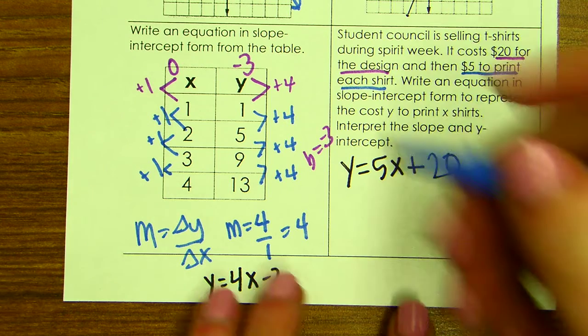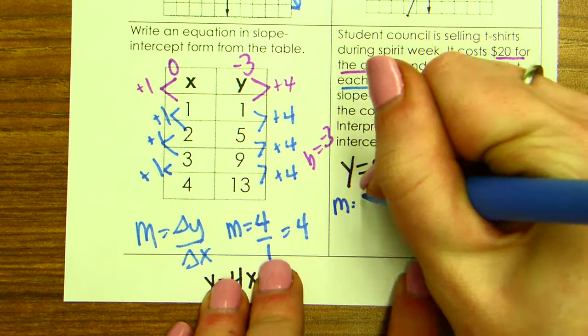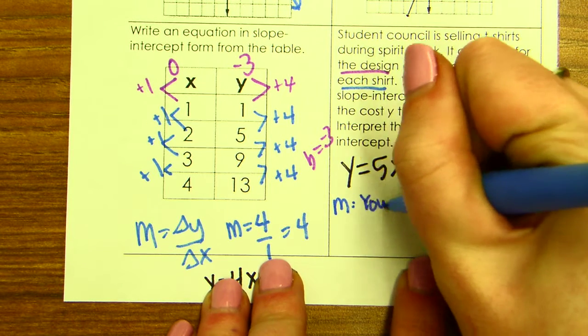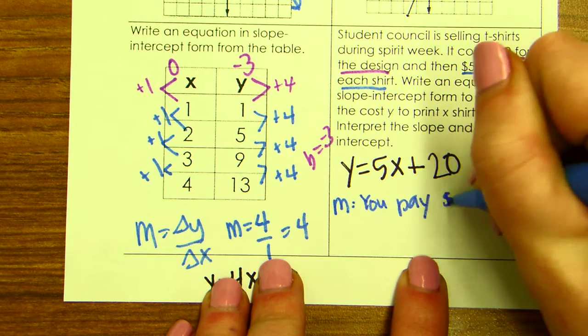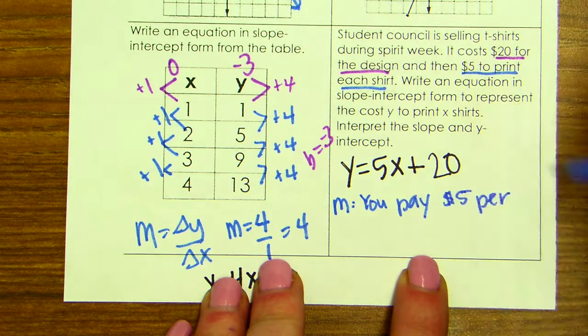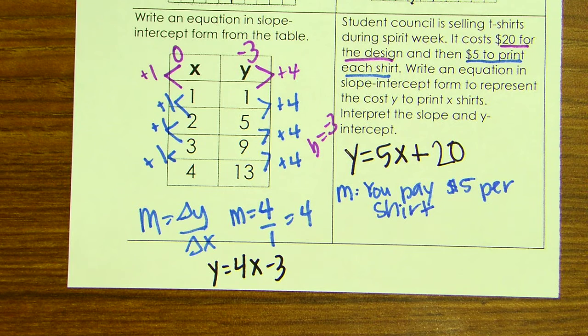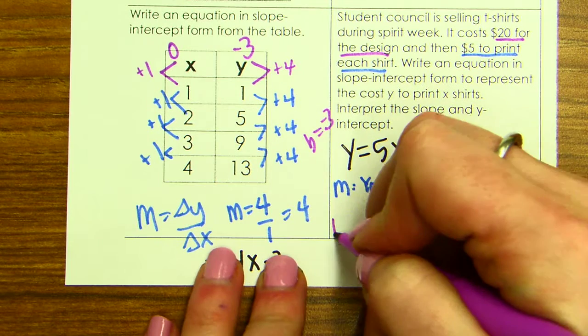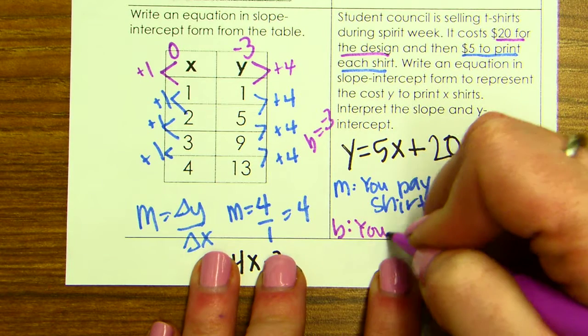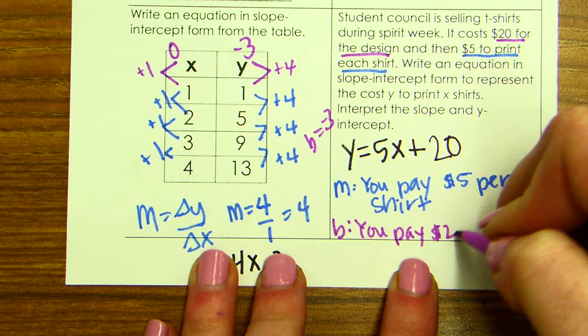So to interpret my slope means you pay $5 per shirt. That's what my slope means. And then I have to interpret the y-intercept. My y-intercept in the story means you pay $20 just for the design.